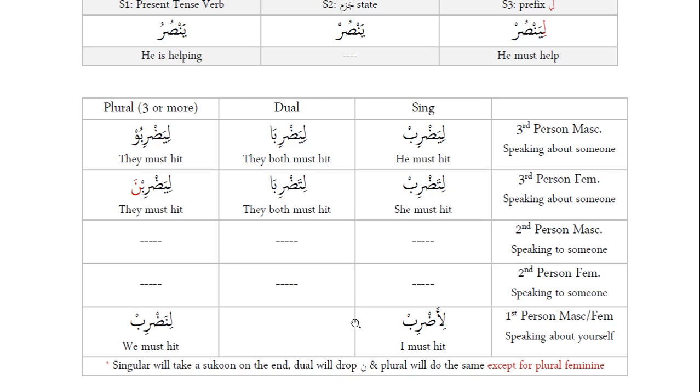Remember, this way of applying it only applies to third person and first person. So only in third person, when you're speaking about someone who's not there, are you going to prefix that li. And only in first person, when you're speaking about yourself, are you going to prefix that li. And it's translated with must, right? Because you're not directly speaking to the person. If you're directly speaking to the person, then you would just say like hit.